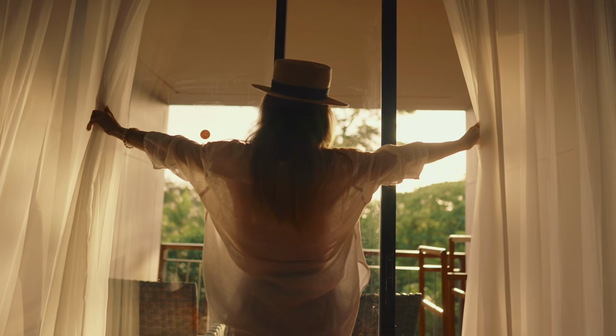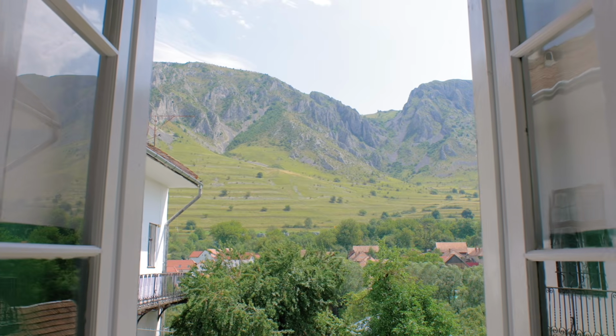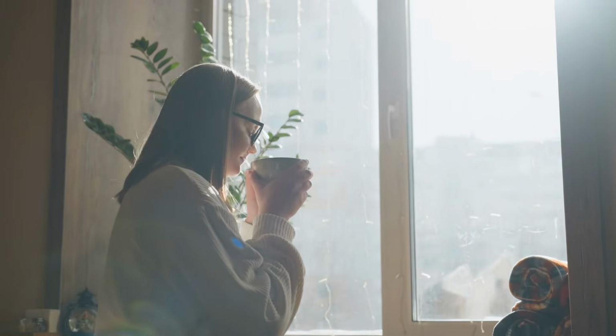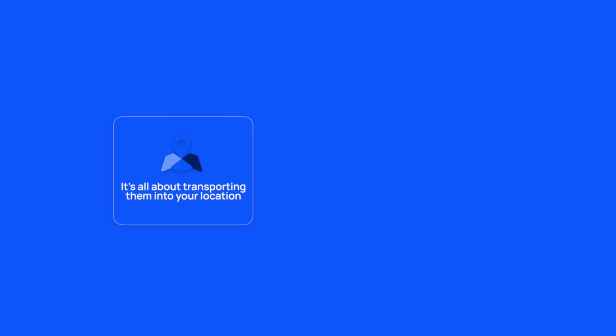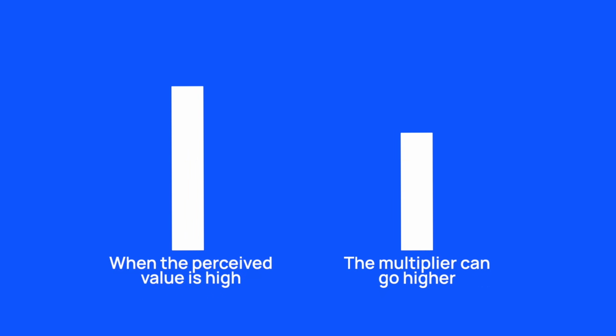The vibe of the place that you're going to live in. This means not just the interior of your vacation rental, but also the outside: beach, seaside view, or beautiful pictures of the mountain, or your neighborhood with cute cafes and museums that they can visit. It's all about transporting them into your location and not just your vacation rental, if that makes sense. When the perceived value is high, the multiplier can go higher.